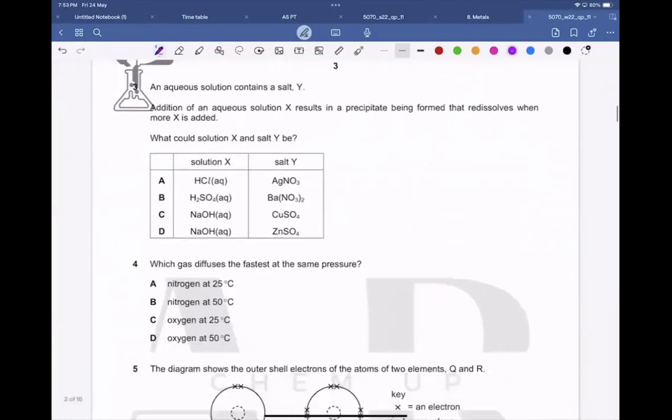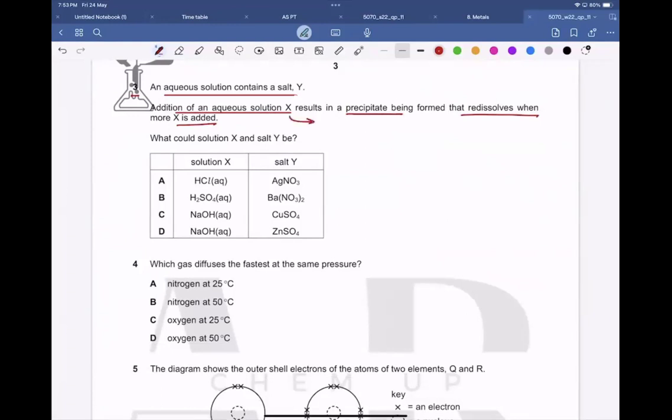Now, question number 3. An aqueous solution contains a salt Y. Addition of an aqueous solution X results in a precipitate being formed that redissolves when more X is added. So it means that this aqueous solution X can be aqueous ammonia, or, oh sorry, aqueous sodium hydroxide or aqueous ammonia, because the precipitates are being formed on adding that and then they dissolve. What could solutions X and Y be?